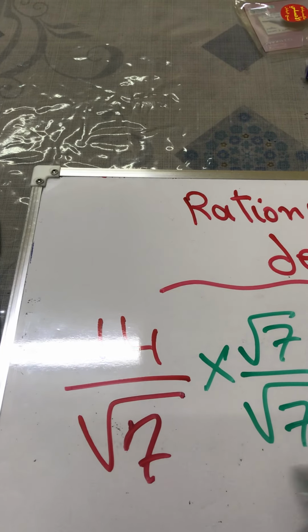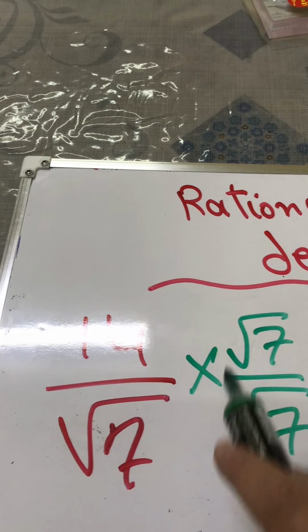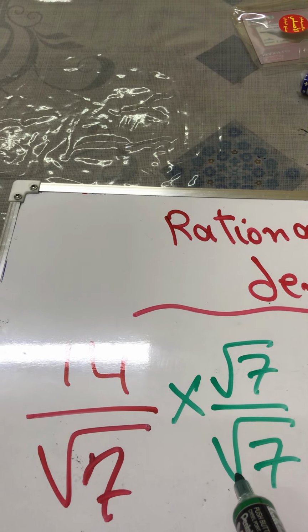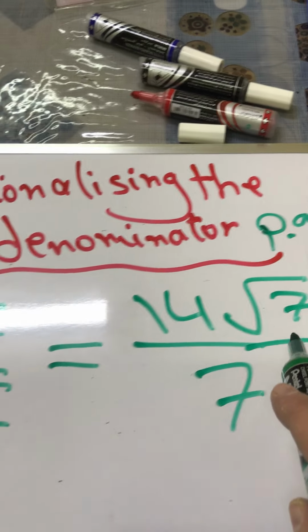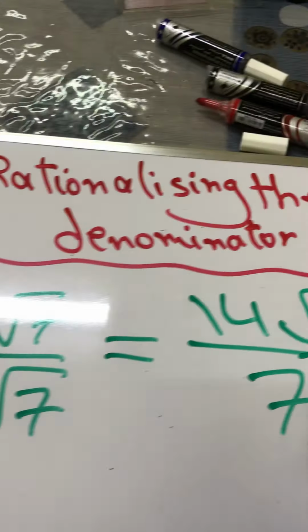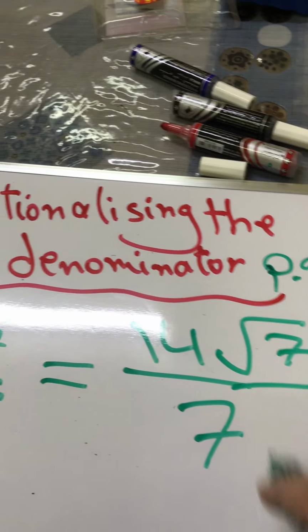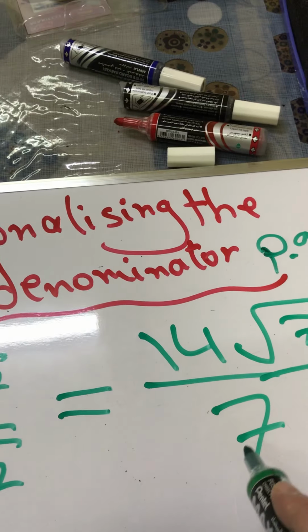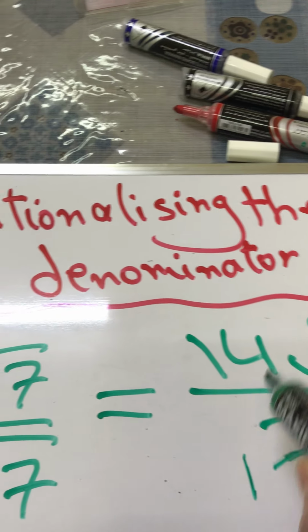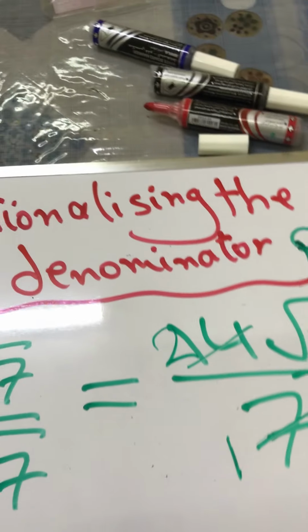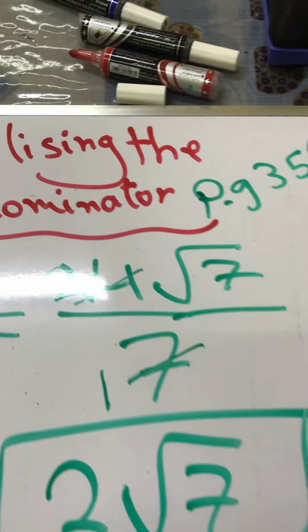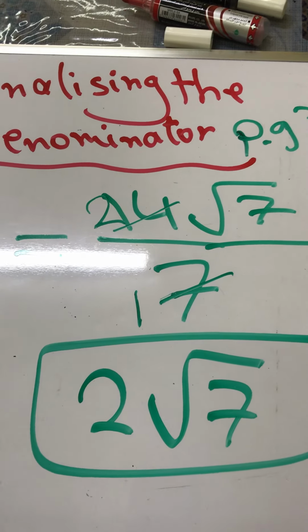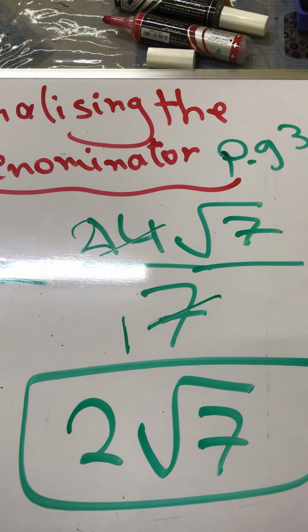Okay, so to remove the root from the denominator, I multiply by it as it is, up and down. That's to say I multiply by 1. Now 14 times the square root of 7 equals 14 square root of 7. Square root of 7 times the square root of 7 equals 7. Now simplify the fraction. You have 14 up and 7 down. Divided by 7 equals 1, divided by 7 equals 2. So the answer will be 2 square root of 7. And this is the answer.